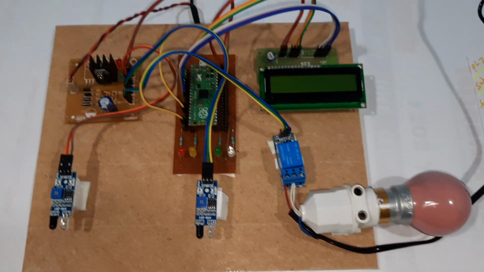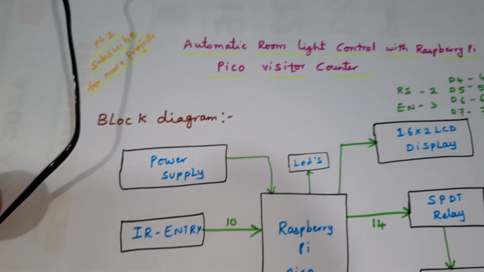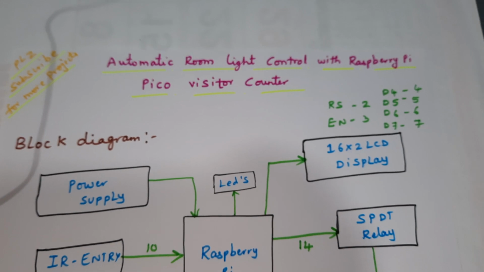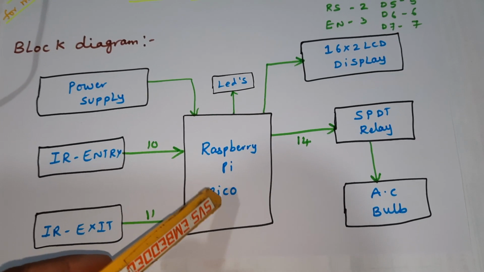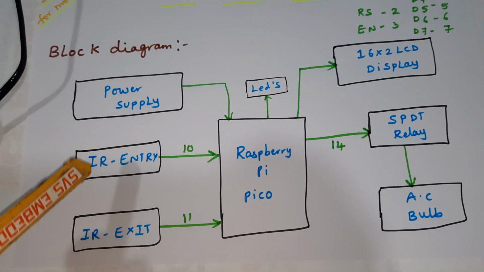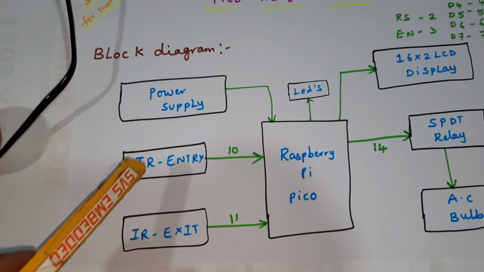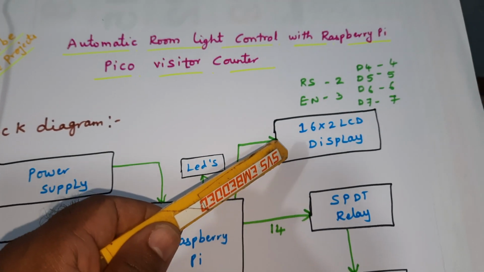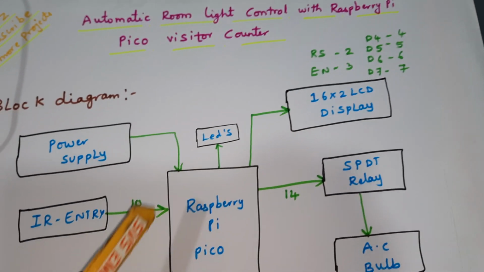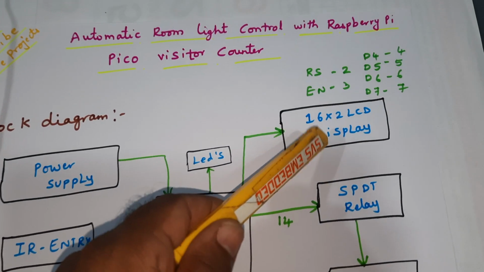The project title is Automatic Room Light Control with a Raspberry Pi Pico Visitor Counter. Here we are using a Raspberry Pi Pico and two IR transceiver pairs, one for the entry section and another for the exit section, and one 16x2 LCD display, so we can monitor the counting data on the LCD display.